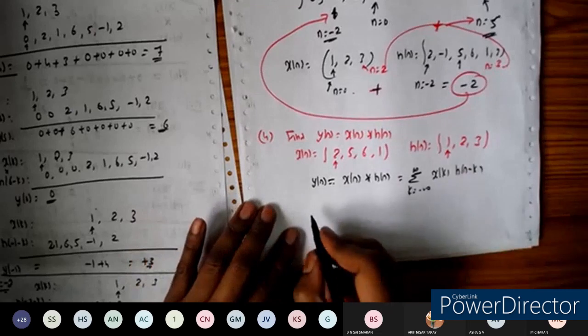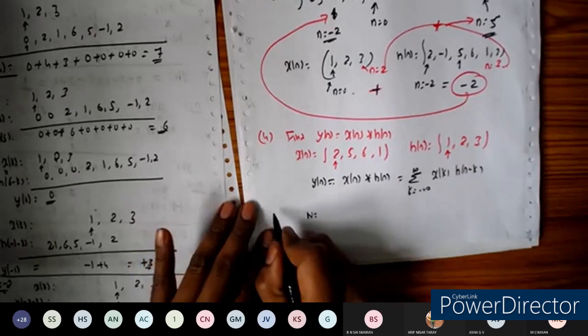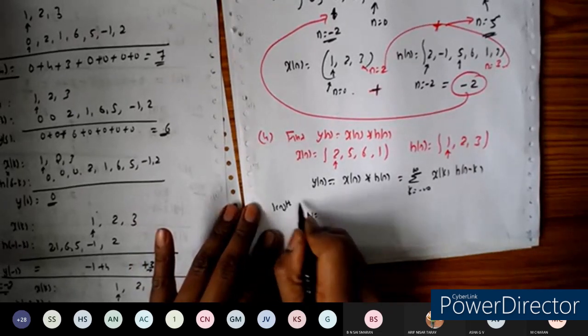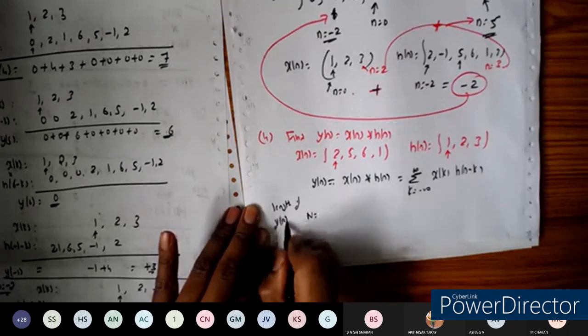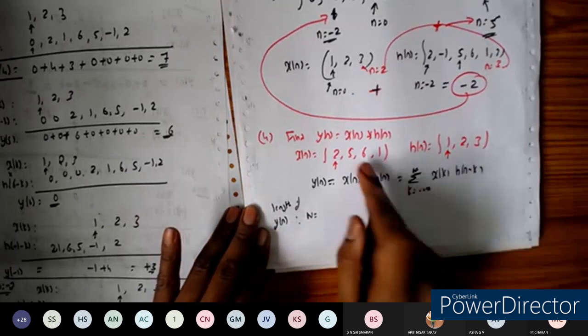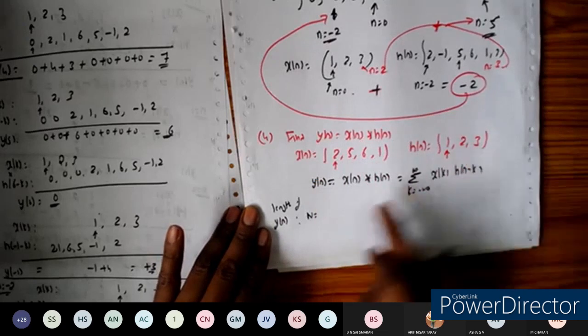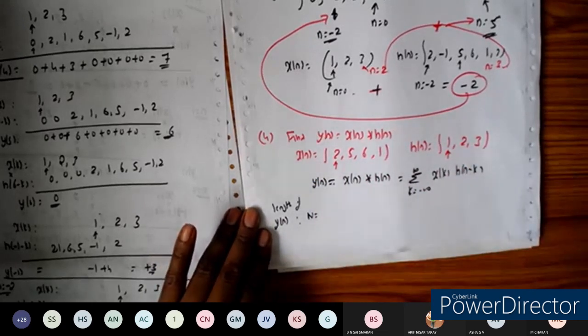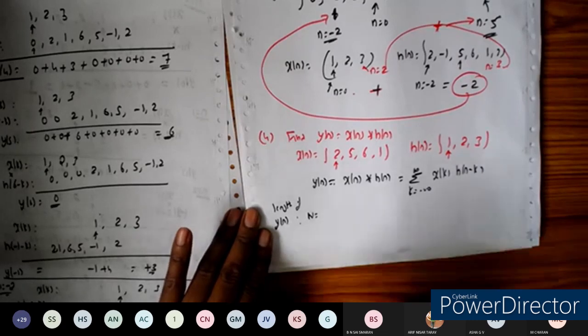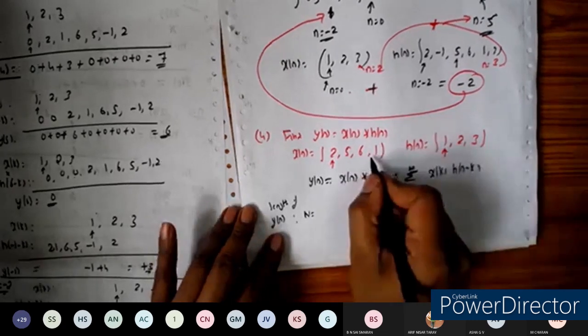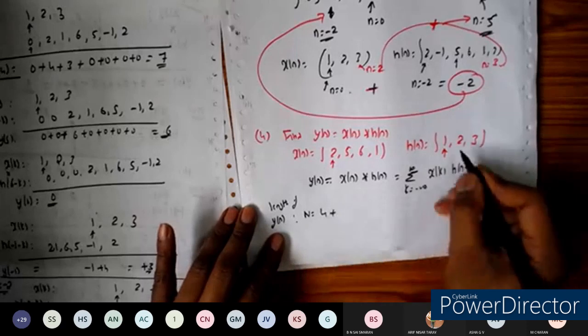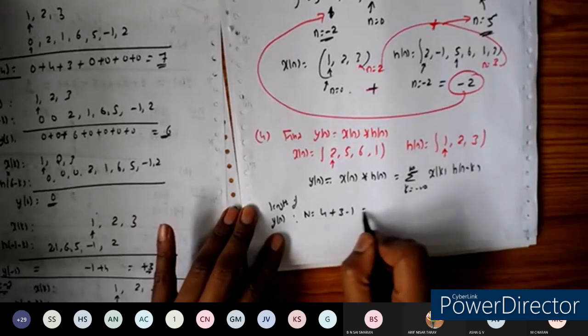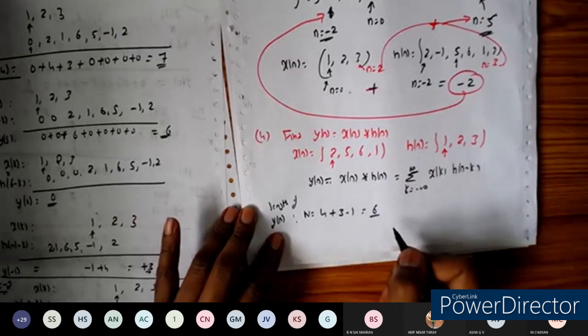Okay, so now let us find out the length of the linear convoluted sequence. So length of y of n. So this will be the capital N. Based on the length of this one plus length of this one minus 1 will be the length of the linear convoluted sequence. Okay, so let us see the length of that one. The length of the sequence x of n is 4, and the length of sequence h of n is 3. So it will become 4 plus 3 minus 1. It will be 6 here.